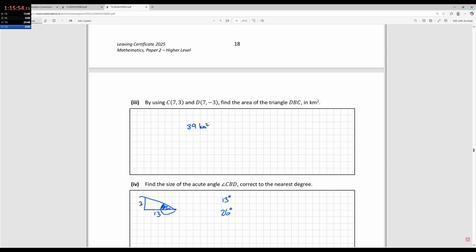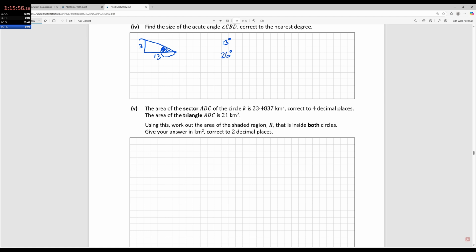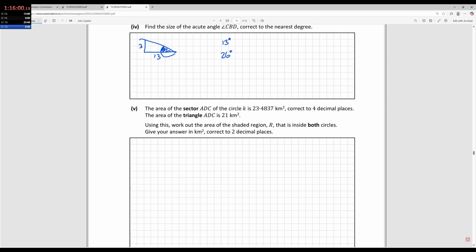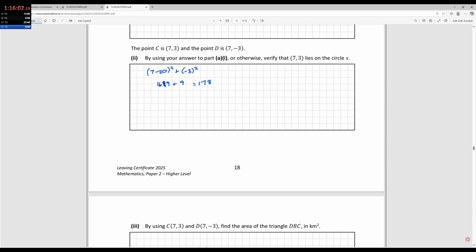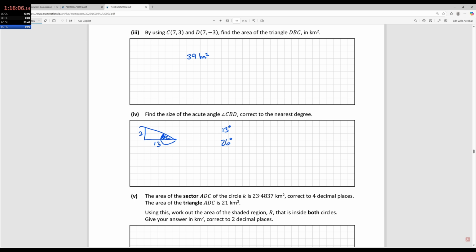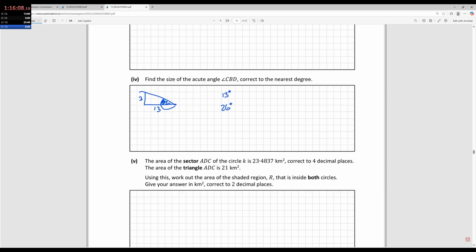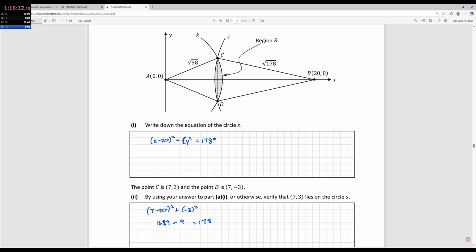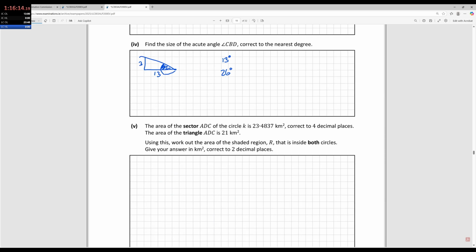CBD, yes sir. That was very similar to another triangle earlier where Joan or something was playing golf. The area of the sector ADC is this. ADC, okay. The area of the triangle ADC is 21. Okay. Using this, work out the area of the shaded region that is inside both circles.